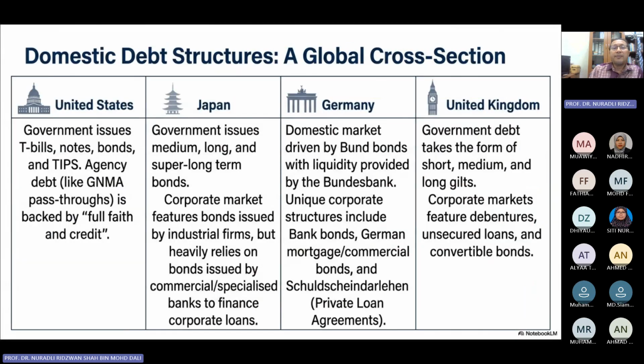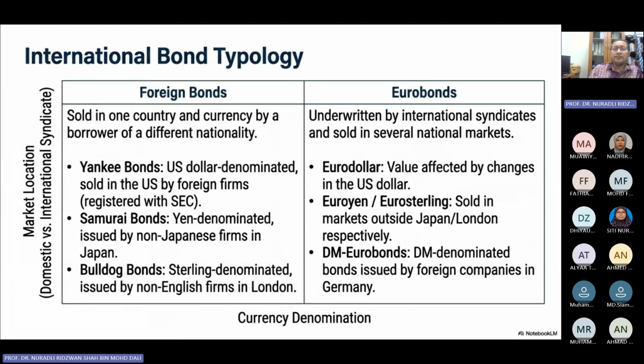There are also differences between the debt structure across the globe. In the US compared to Japan, Germany, and also the United Kingdom, and also in Malaysia, right? And also we have the international bond.